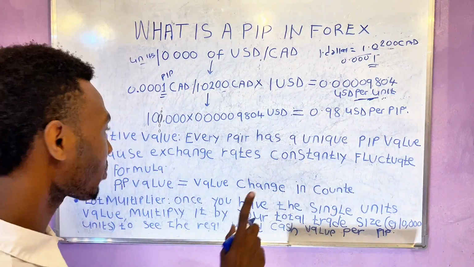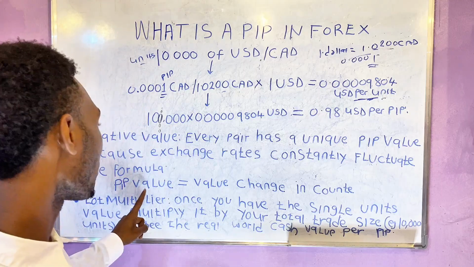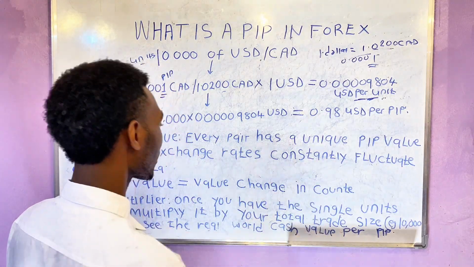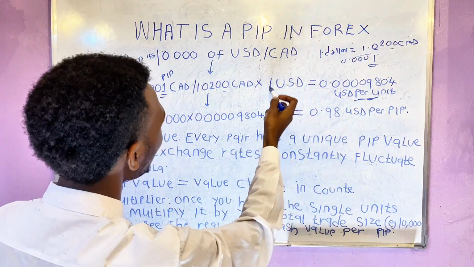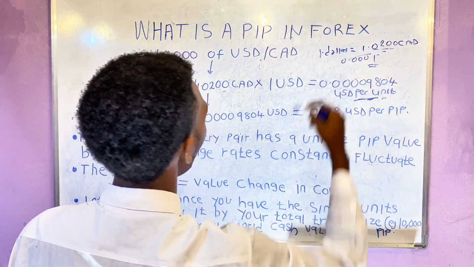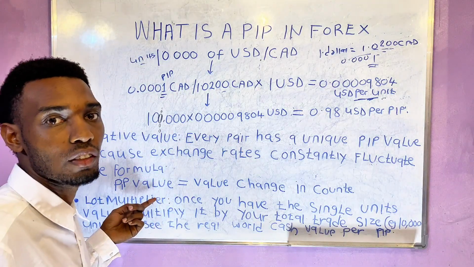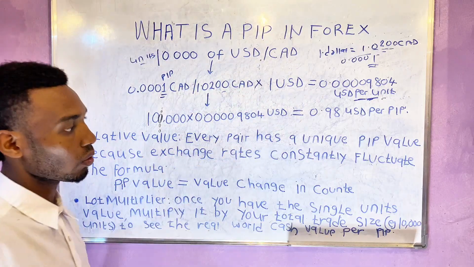Now every pair has a unique PIP value, because the exchange rate constantly fluctuates. The formula is PIP value times value change in counter, divided by the exchange currency. I'll see you in the next video, where we do the calculation on this one.